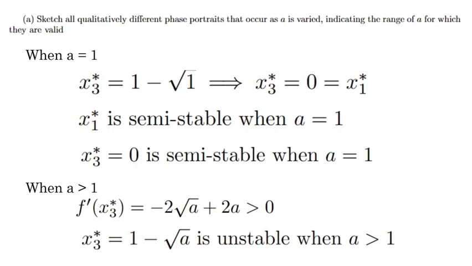Now, when a is greater than 1, we get negative 2 times root a plus 2a, and that's always going to be positive. Therefore, x3 is going to be unstable when a is greater than 1.